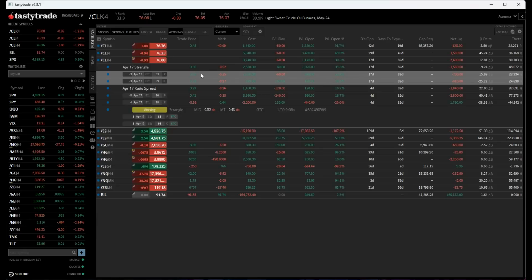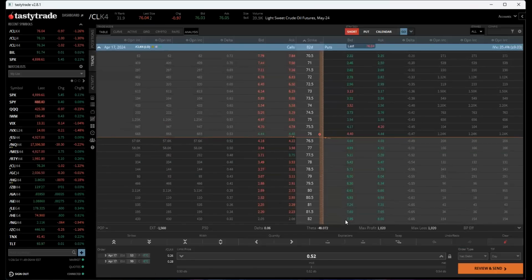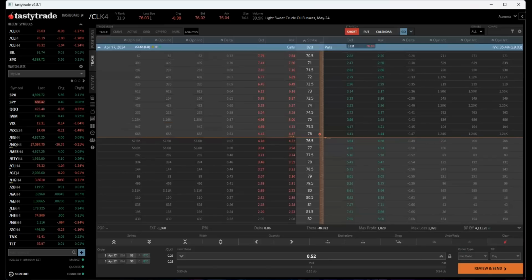This would make sense to close. Yes, yes, or yes. I think I would close this. So why wait? Why wait longer to try to get the other 10%? I can put some more stuff on. So let's close this particular trade. I don't trust Tasty, so okay.